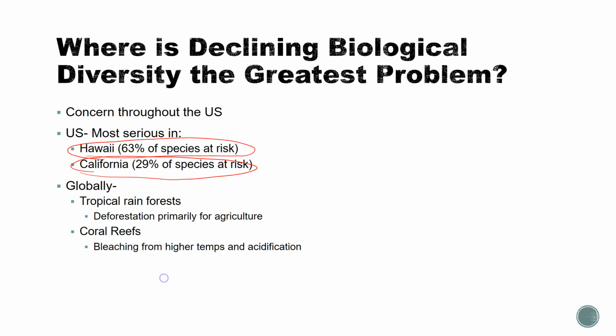If we go globally, our two biggest areas of concern would be our tropical rainforests, so deforestation primarily for either subsistence agriculture or for ranching, clearing area for rangelands. Or more recently, but also much more scary, is the rapid loss of our coral reefs. So the bleaching from higher temperatures and most likely actually from the acidification of the oceans, from increased CO2 dissolving into the oceans.